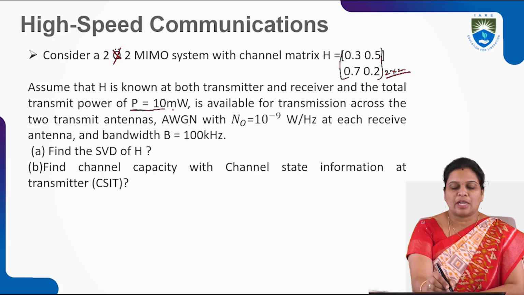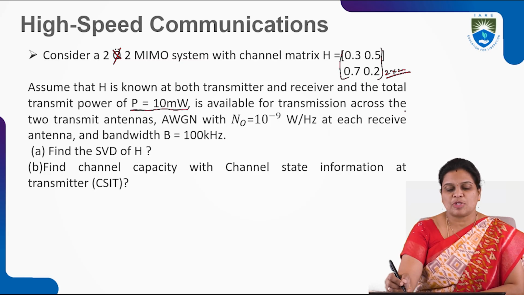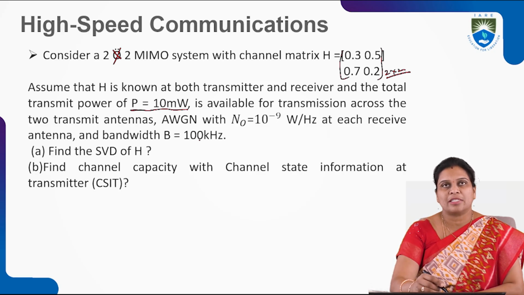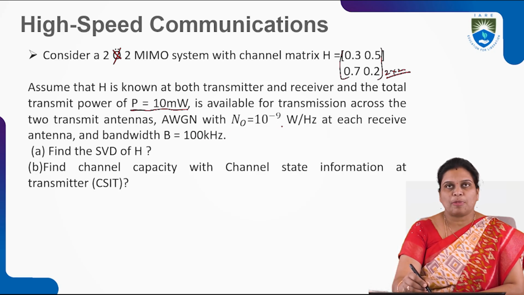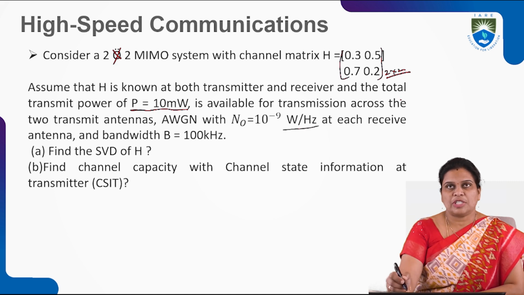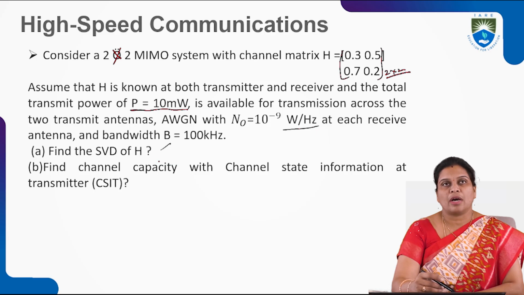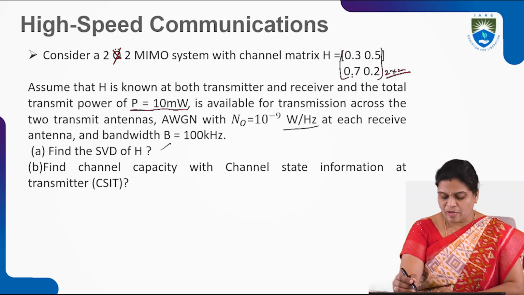of P equal to 10 milliwatts is available for transmission across the two transmit antennas, with AWGN. This is the additive white Gaussian noise channel with N0 equal to 10 power minus 19 W per hertz at each receive antenna and bandwidth B equal to 100 kHz. Find the SVD of H and find the channel capacity with channel state information at the transmitter. By using all the given data, now we are going to find the SVD of H and the channel capacity, channel state information. So before going to the SVD of H, what is the SVD?